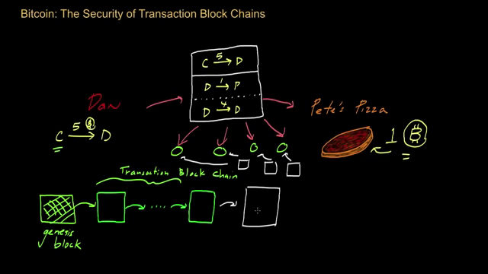Now, if you might recall from previous videos, for a Bitcoin miner to add a transaction block to a transaction blockchain, they have to solve what's known as a proof of work puzzle. And the Bitcoin system is designed, or maybe calibrated is a better word, so that on average, one miner will solve a puzzle in about 10 minutes.